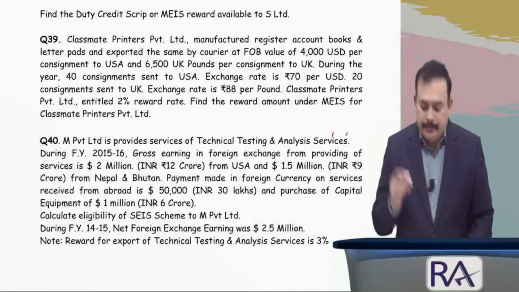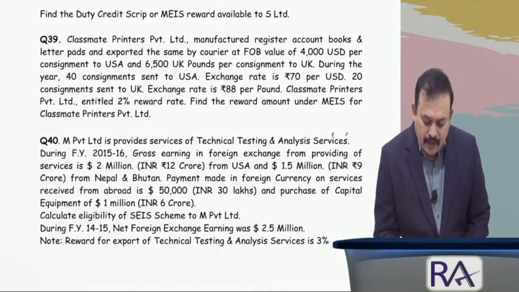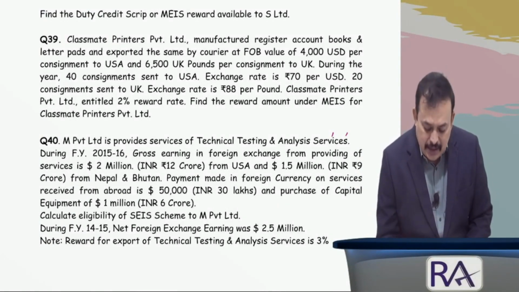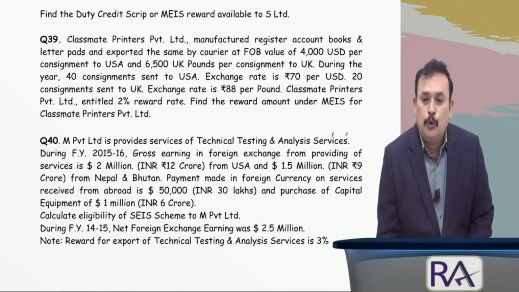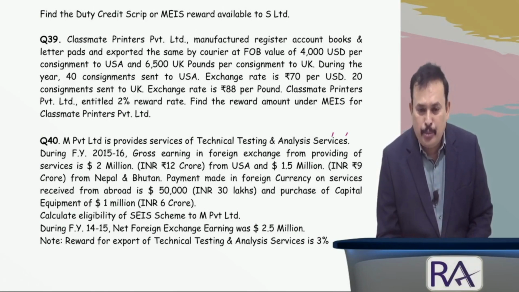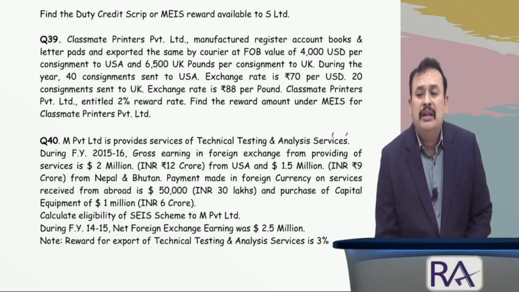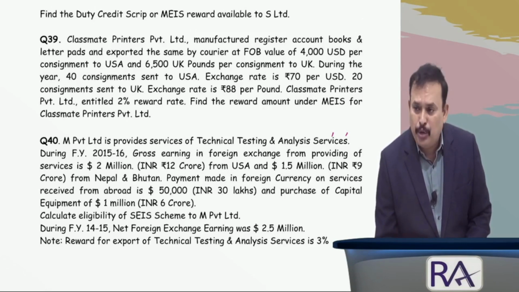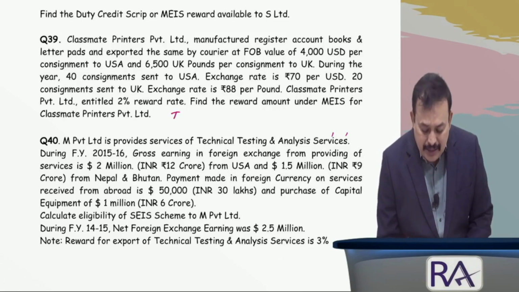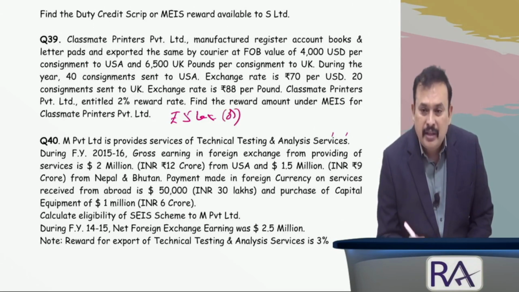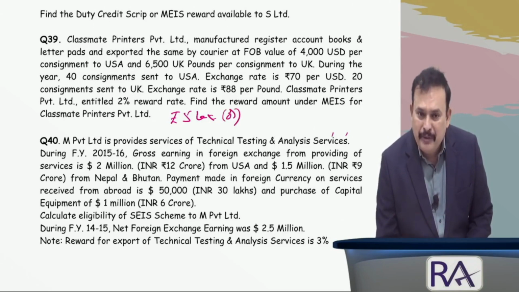How to answer? Very simple, my dear sir. Here one should understand that for export through courier of handloom products, account books, letter pads, ready-made fashion garments, and likewise footwear, leather footwear, the maximum here is rupees 5 lakh per consignment or the FOB export value, whichever is less.